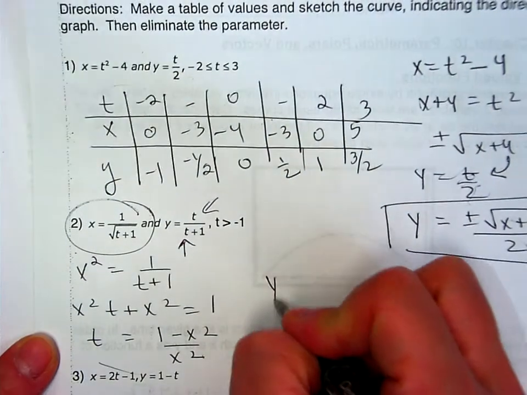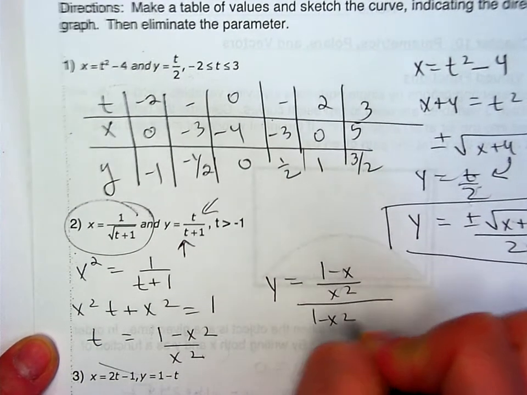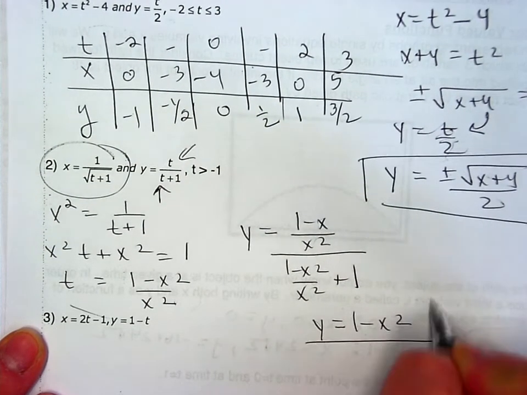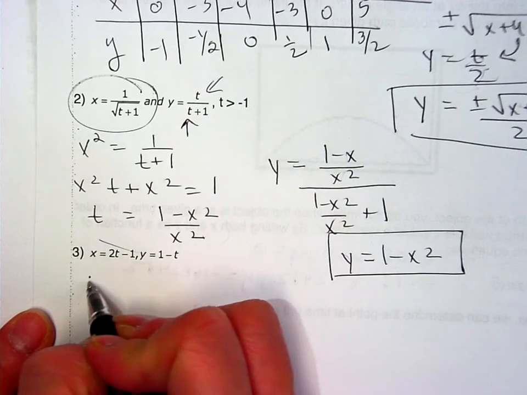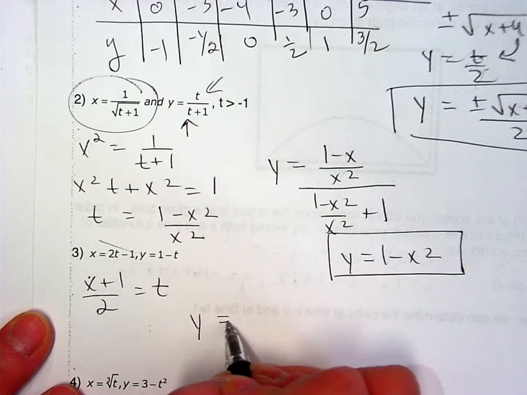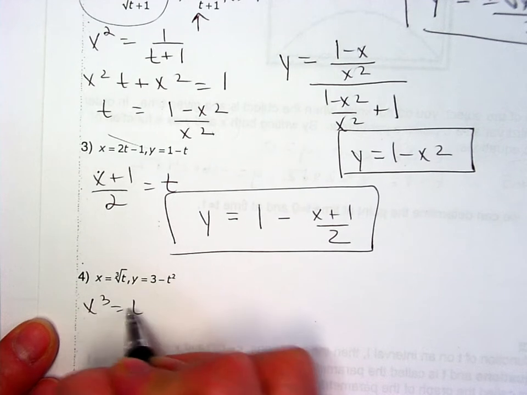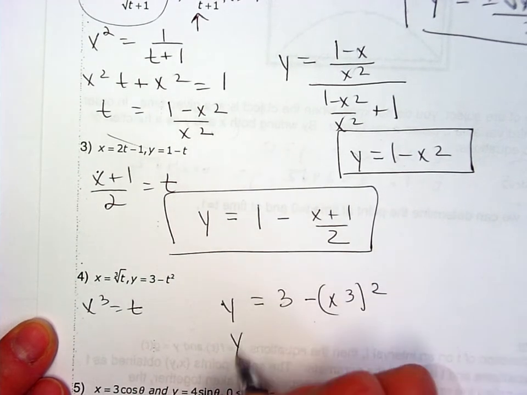Now I can take that t and plug it into this equation. So y equals 1 minus x over x squared all over 1 minus x squared over x squared plus 1. It looks very messy. Simplify, combine like terms, all that kind of stuff, and you should get all the way to here. Okay, number 3, same idea. Solve for our t. So x plus 1 over 2 equals t. I'm going to take this, plug it into my y equation, so y equals 1 minus x plus 1 over 2. There's my rectangular. Number 4, x cubed is t, so y equals 3 minus x cubed, quantity squared, which is really the same as this.